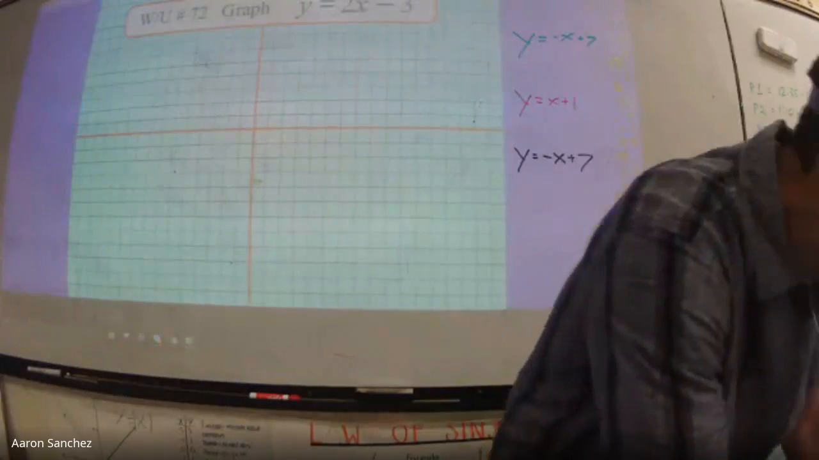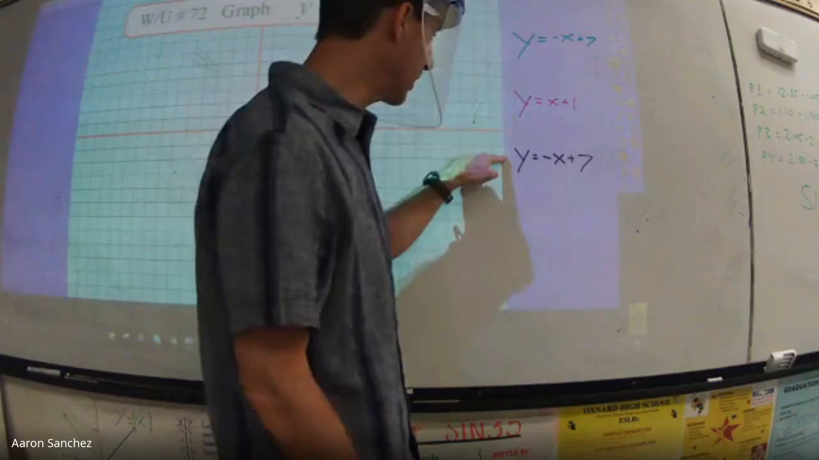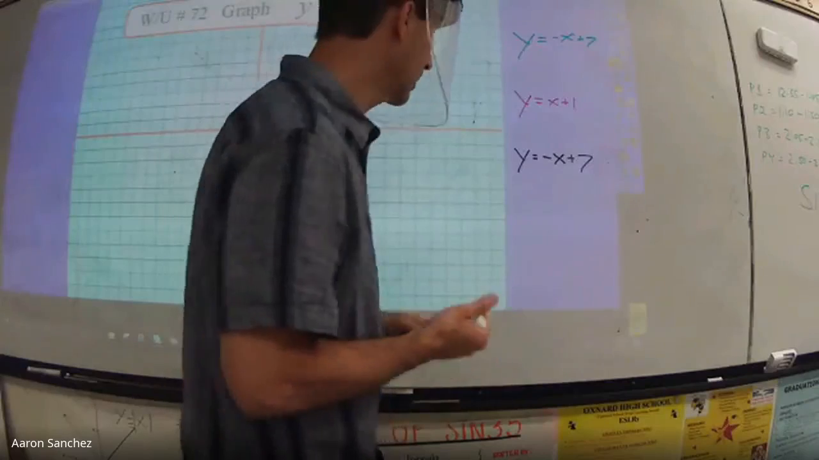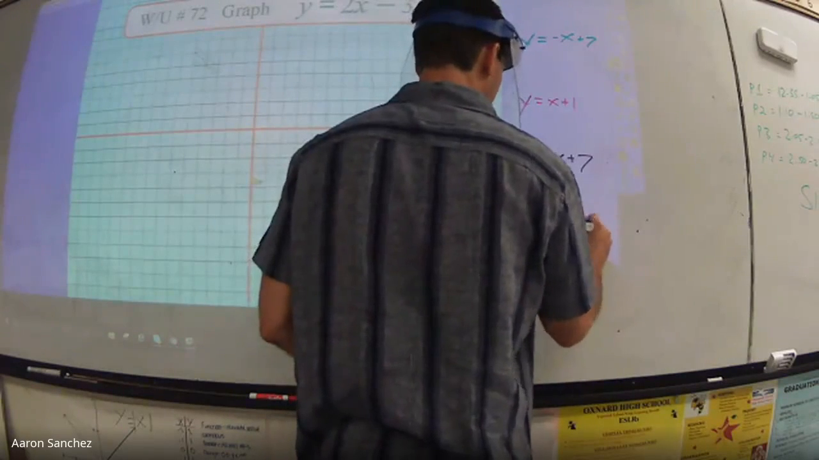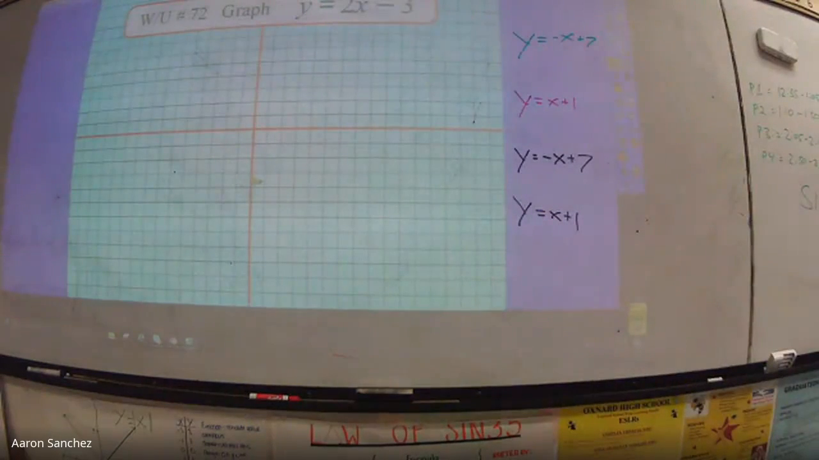Quinlan, can you see this? Wait, let me pin you. Not really. Can you see the black? I see the black, yeah. Okay, I'm just doing it in black. Y equals x plus 1. So we're going to find the system of these two equations, okay? So I'll do it all in black.